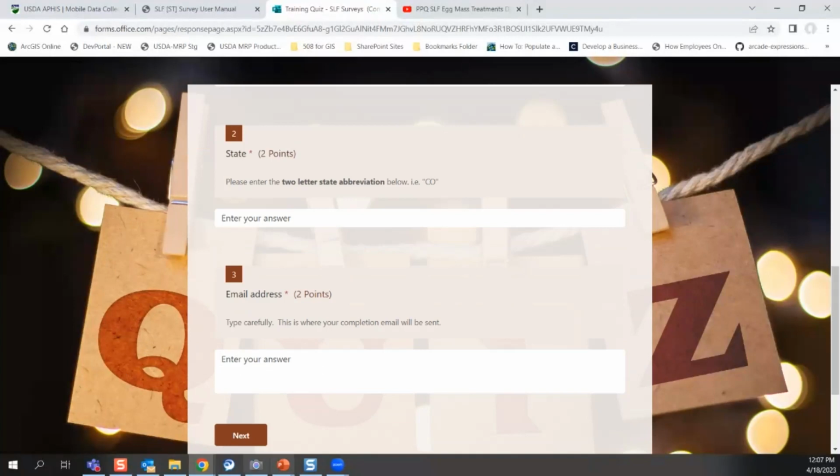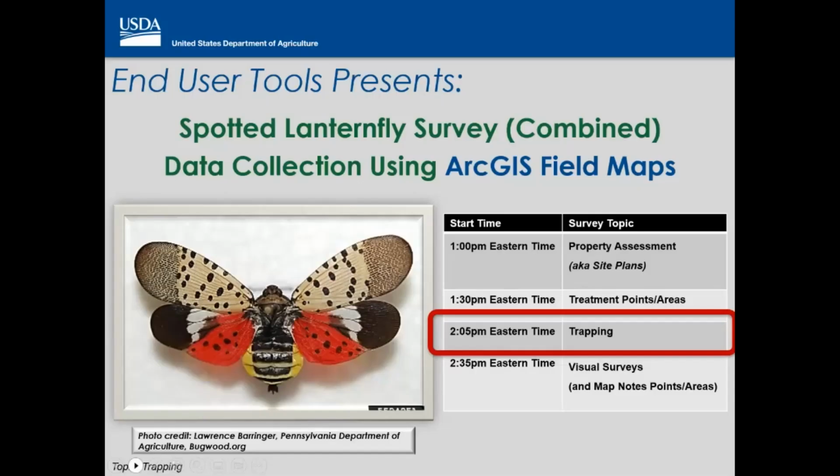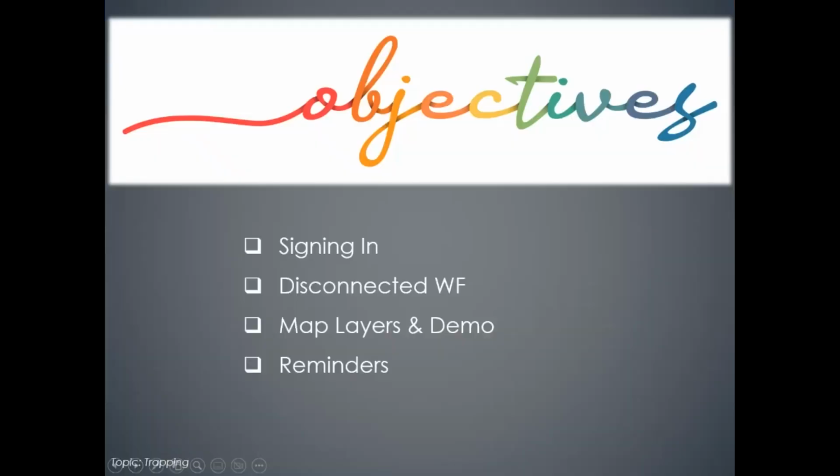So that said, let's jump into trapping a little bit. I'm going to talk about the same things that we did in the other topics. We're going to go over signing in to ArcGIS Field Maps really quickly. We're going to talk about the disconnected workflow and the map layers, and the big part that you really want is the demo. So it'll take me about 5 minutes to get to that, but we're going to get to it as fast as we can. And then talk over some reminders and answer any questions that you might have.